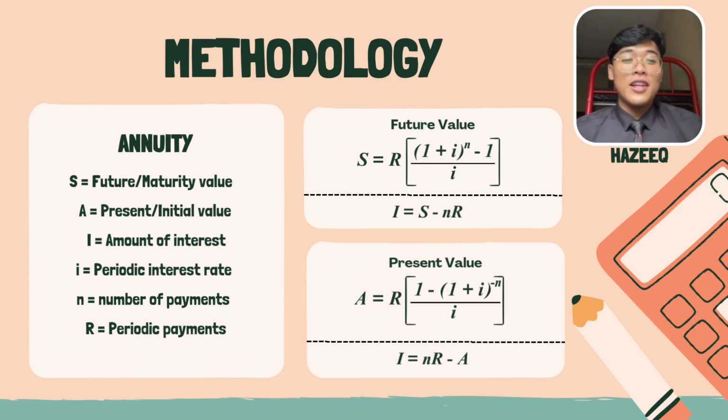And for present value, the full formula is capital A equals capital R multiplied by [1 minus (1 plus i) to the power of negative n] over i. To find the interest in present value, it is equal to n multiplied by R minus A.